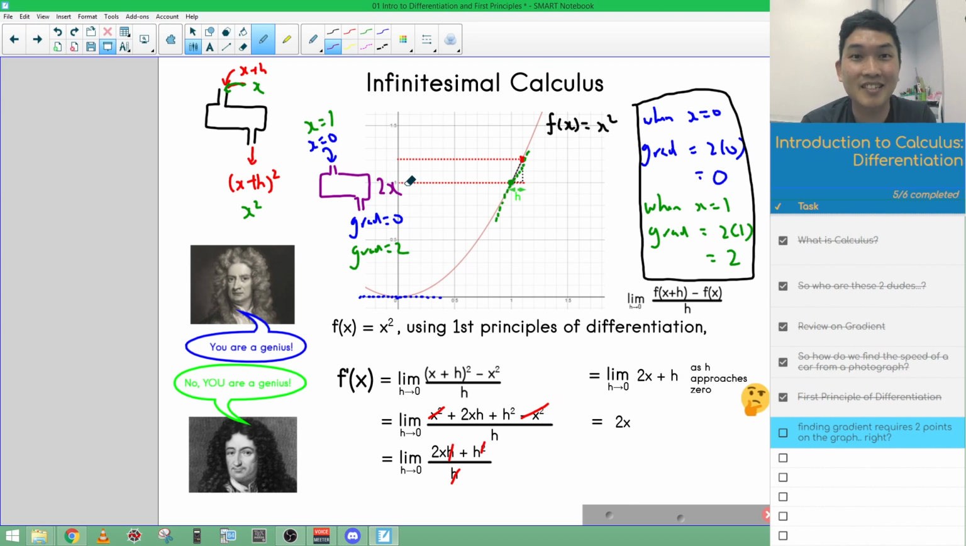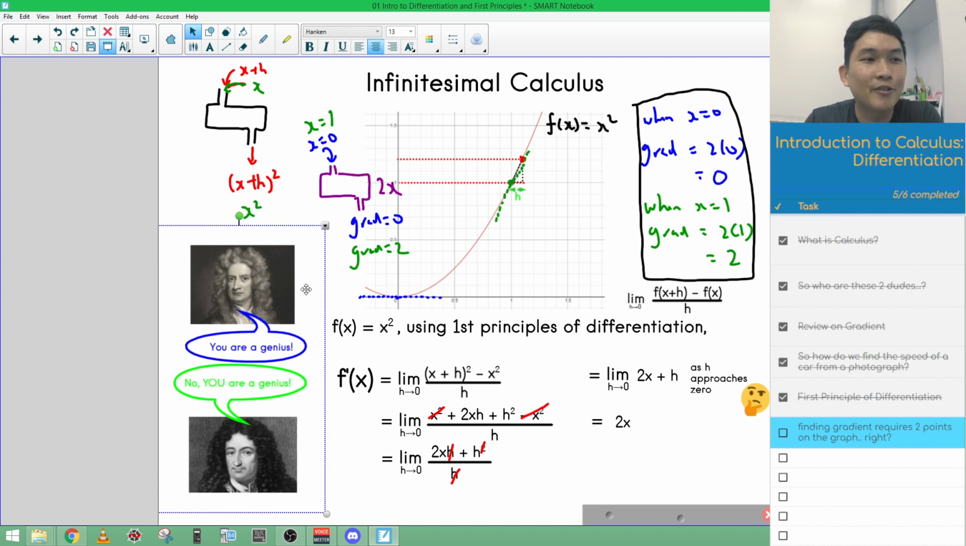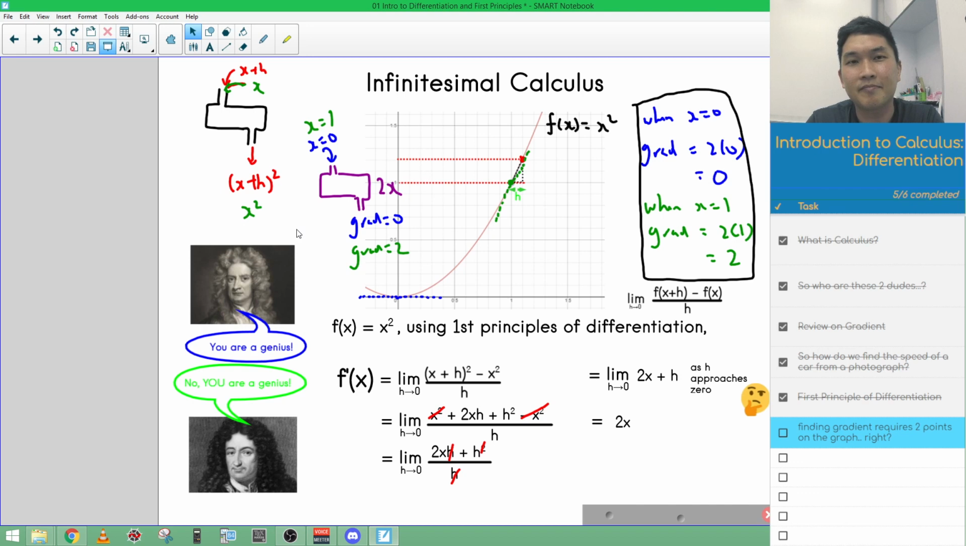And if you haven't realized what's so sneaky about this is, I just spent the last 2 videos convincing you that to find gradient, you need 2 points. And over here, through the first principles of differentiation, you only need to substitute in 1 point to get the gradient. Now, I think this is a very beautiful piece of mathematics if you think about it this way. The first principle of differentiation gives you a gradient function. That is insanely beautiful. So over here, I did a small thing. I said that Newton is saying to Leibniz, you're a genius, and Leibniz says back, no, you are the genius. Of course they didn't say that, they didn't get along, but this is extremely beautiful.